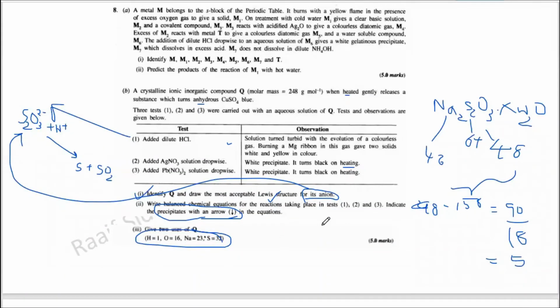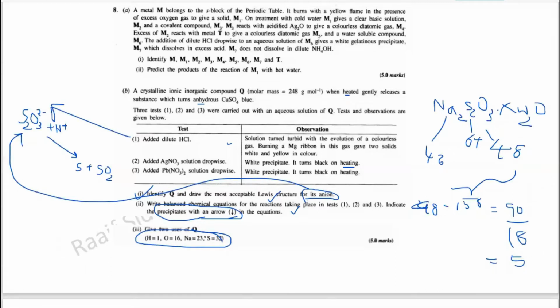So these are the reactions that you need to mention here in this question. Next one, give two uses of Q. So you know sodium thiosulfate is mainly used in the identification reactions of iodine in iodometric reactions. So that is one main use of sodium thiosulfate. We use them in iodometric titrations. Okay, so you can write down that one.